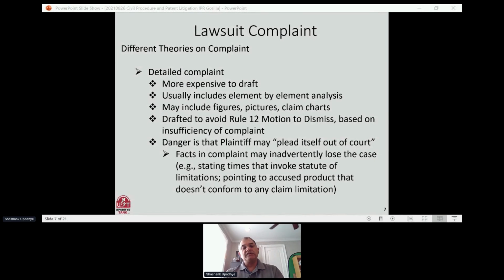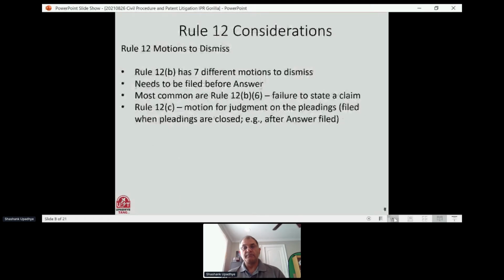Now, why would somebody put that much detail in there? Well, many times they're drafted to avoid these Rule 12 motions to dismiss based on the insufficiency of the complaint. Right? Now, there's also a danger that the plaintiff may plead himself out of court. In other words, the plaintiff describes certain things in the complaint that, if taken as true, would mean that the case is actually over, like the plaintiff knew about the infringement more than 6 or 10 years ago and now is suing. So it's hard for them to backtrack against that.